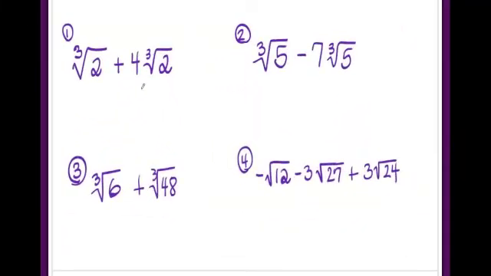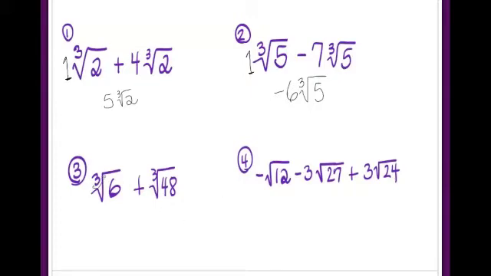So here are a few examples. If there's no coefficient written here, you know it's understood to be a 1. So this one would be 5 cube root 2. This one, again, we've got that understood 1 there. So it would be negative 6 cube root 5.